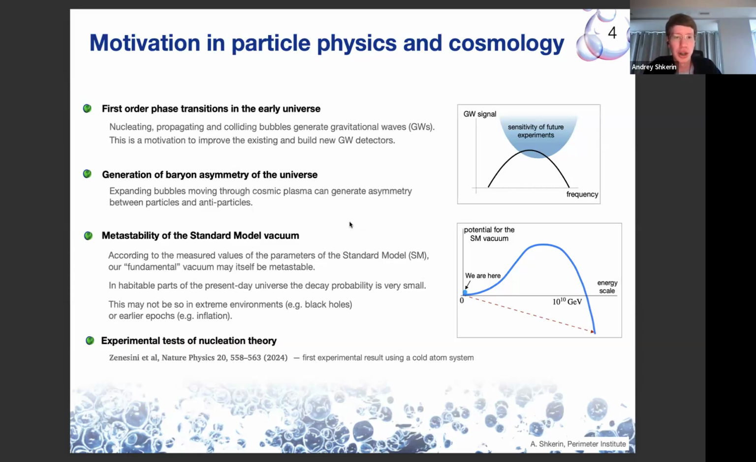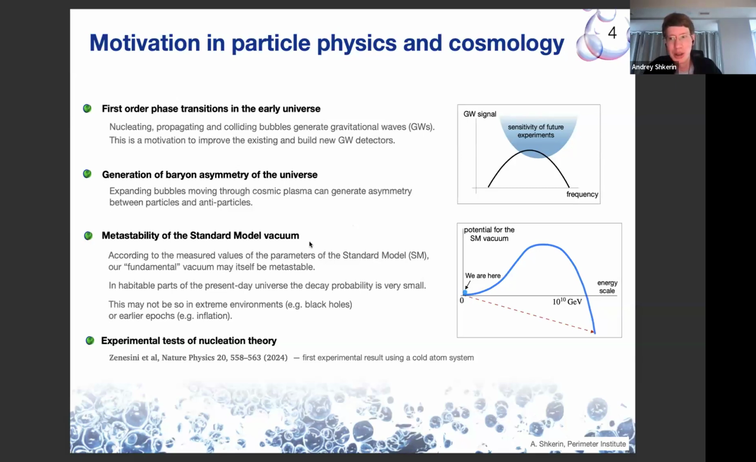Next, one can also mention generation of baryon asymmetry of the universe, which is also not fully resolved. We don't have a unique theory predicting the abundance of baryons or antibaryons. And here the idea is that expanding bubbles moving through cosmic plasma can generate such an asymmetry. So again, it is important to pay attention to possible cosmological phase transitions in this respect.